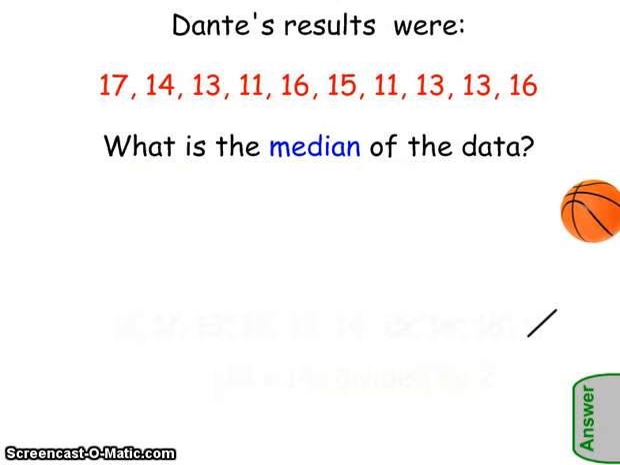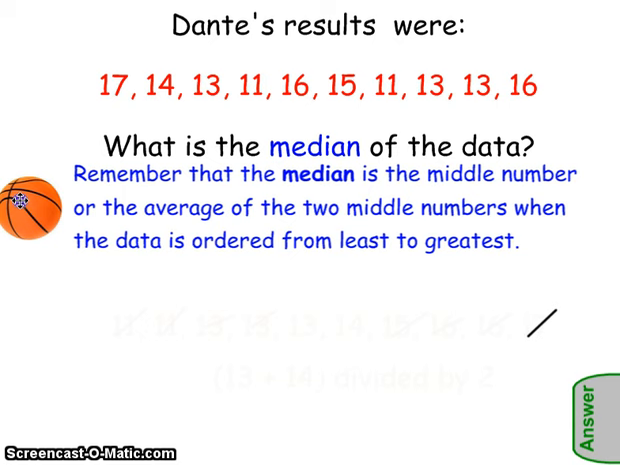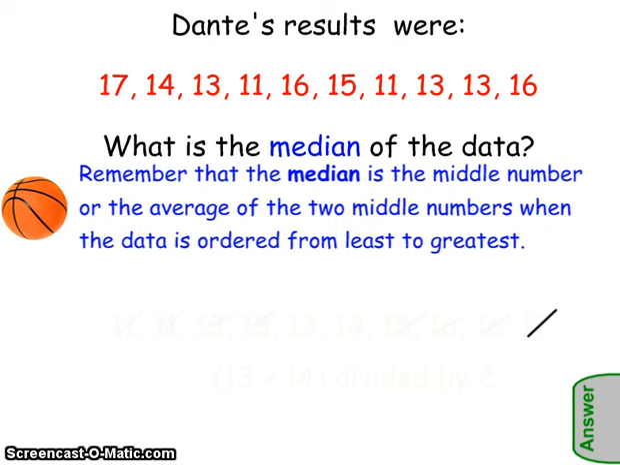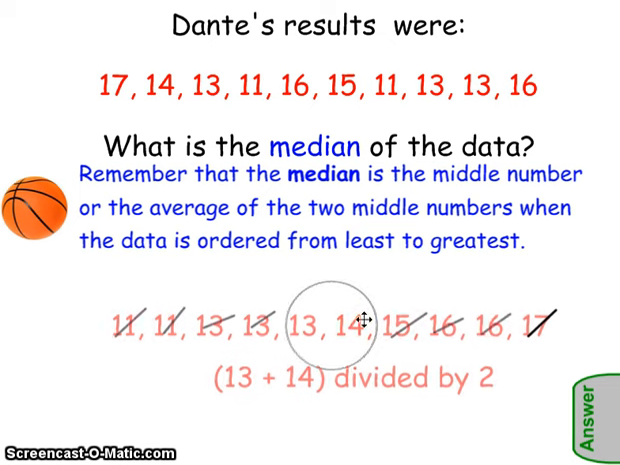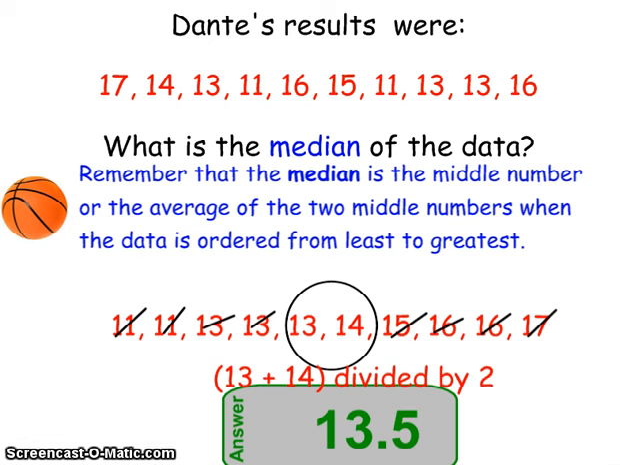Again, we're talking about Dante, and this time we're looking for the median. That is the middle number, or the average of 2 numbers in the middle, when in order from least to greatest. So first, we're going to put them in order. I like to cross them out from left to right, and when I get done, I've got 2 numbers in the middle, 13 and 14. When I take 13 and 14 and add them together, I get 27. 27 divided by 2 is 13 and a half. You can also ask yourself what number is directly in the middle of 13 and 14. That number is 13 and a half.